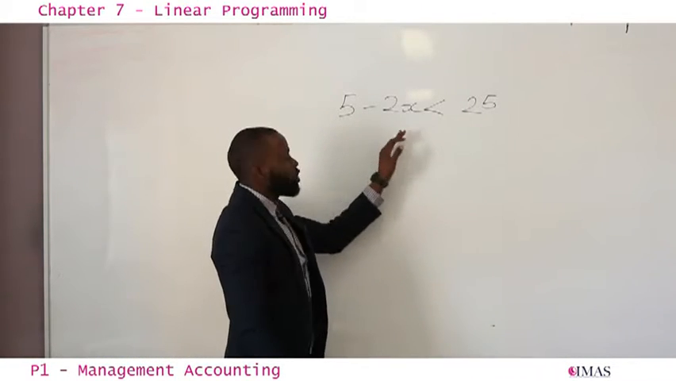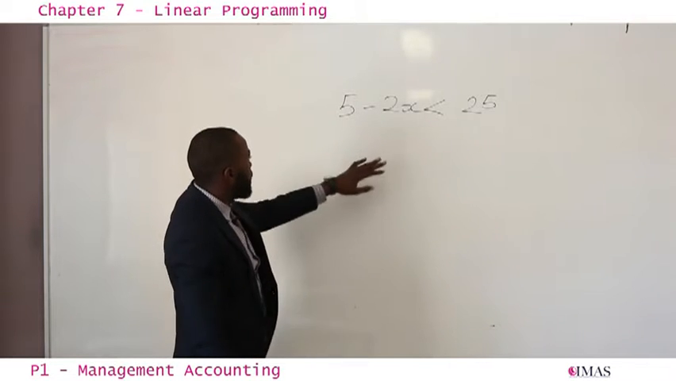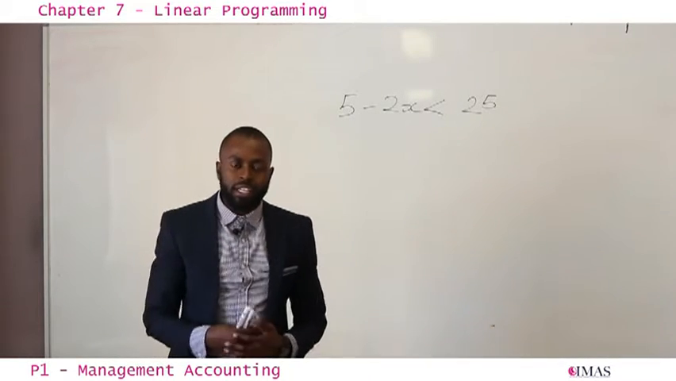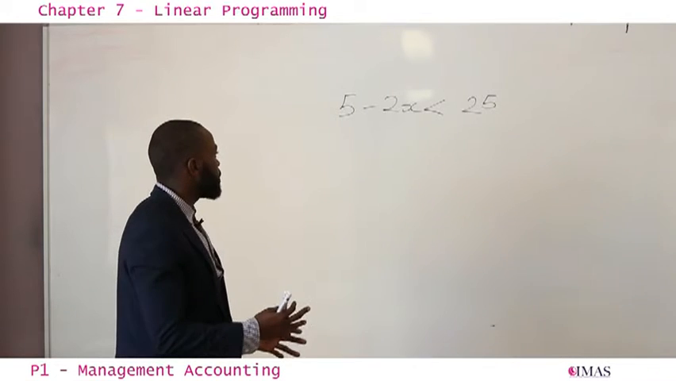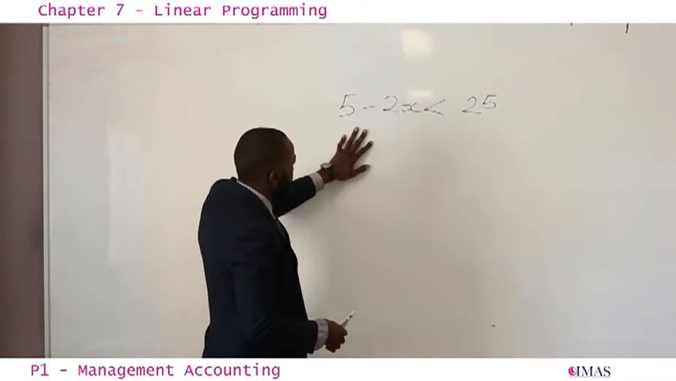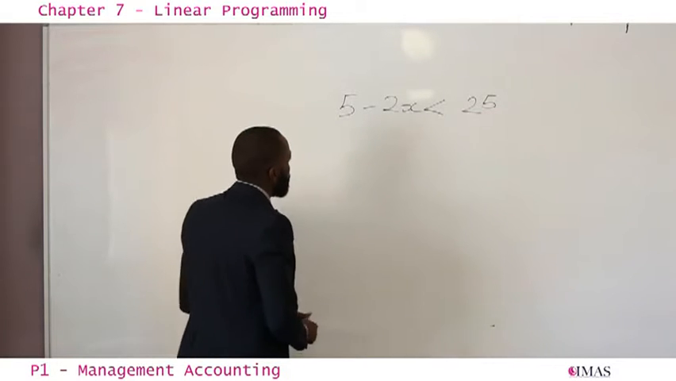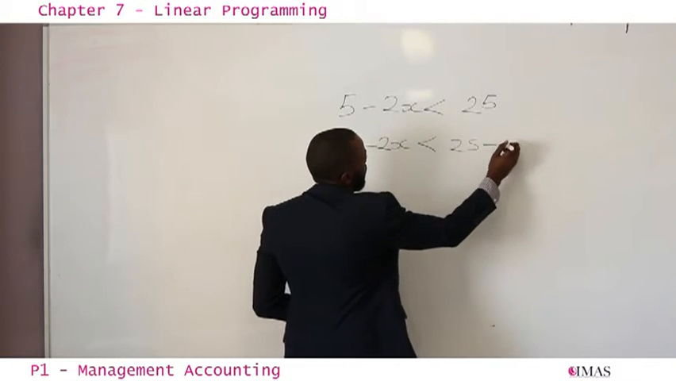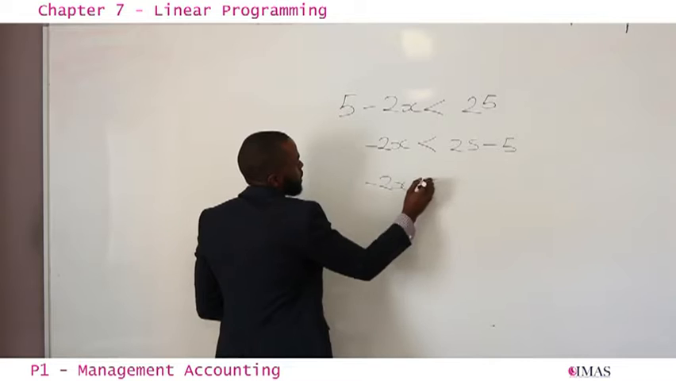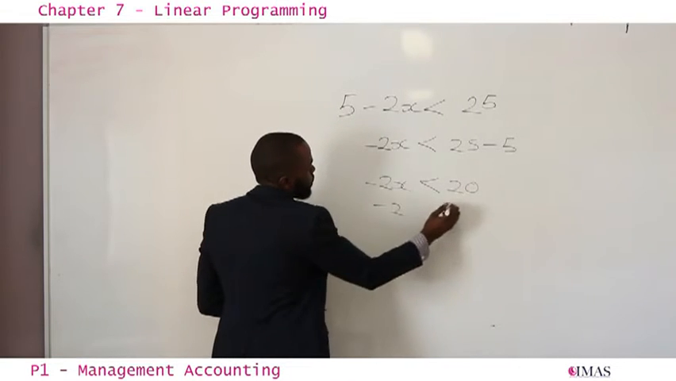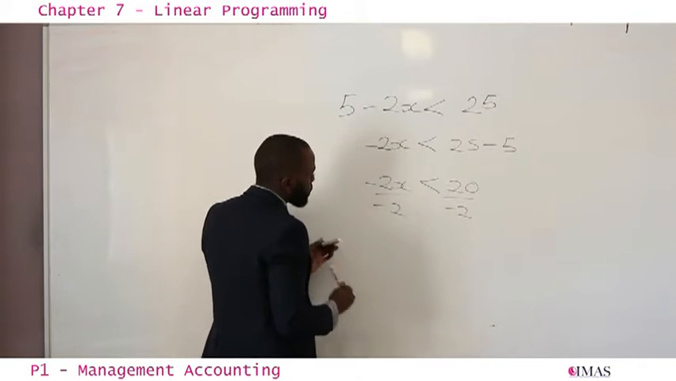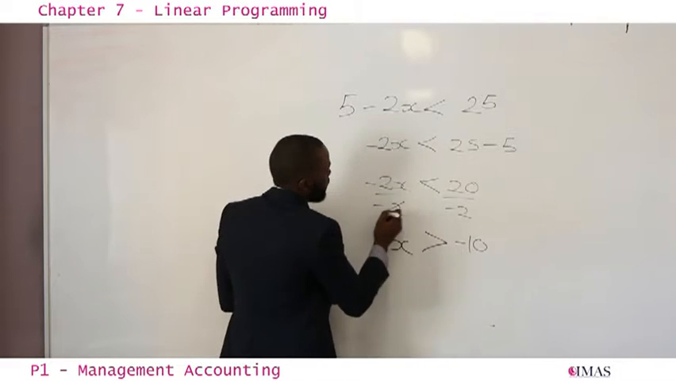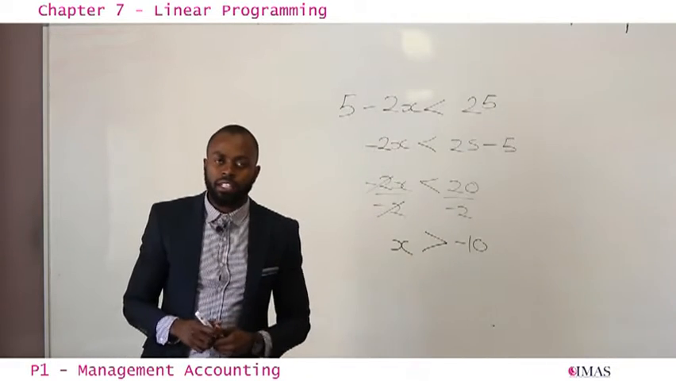So an inequality is almost similar to an equation. But here we're just saying the left-hand side is less than 25. In an equation, we're saying the left-hand side is equal to the right-hand side. That's the difference. To solve this inequality, we say minus 2x is less than 25 minus 5. So minus 2x is less than 20. Divide both sides by negative 2. Now x becomes greater than negative 10.